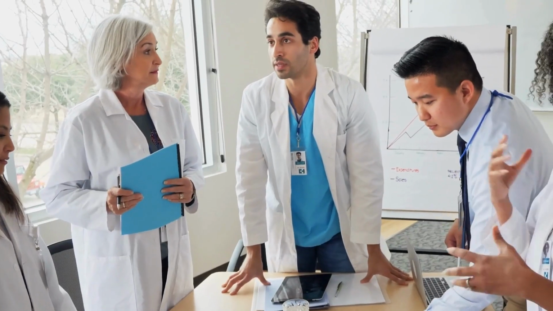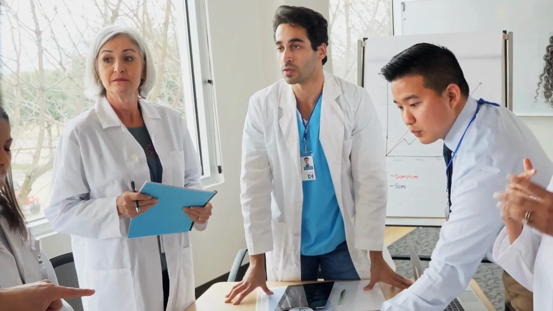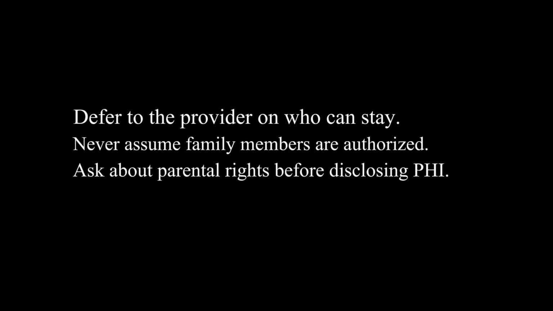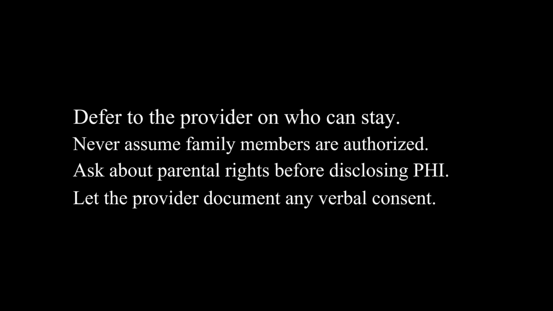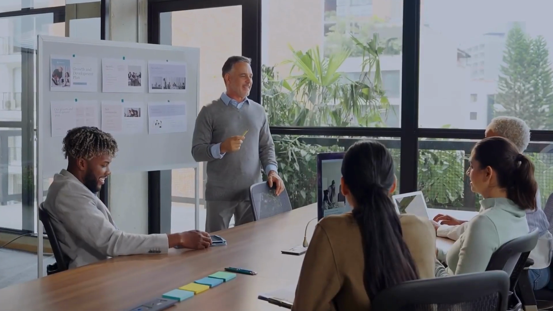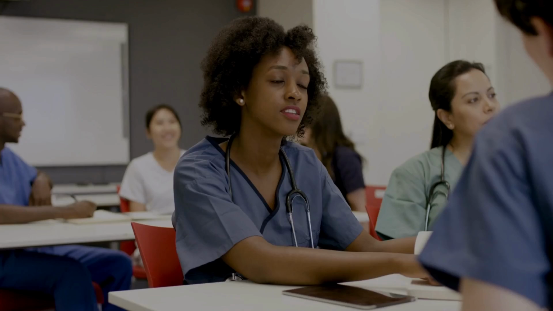Family presence and consent. In some cultures, family is everything, but under HIPAA, patient consent is what matters most. Defer to the provider on who can stay. Never assume family members are authorized. Ask about parental rights before disclosing PHI. Let the provider document any verbal consent. If a teen asks for privacy, pause interpretation. Inform the provider, respect their wishes, and stay neutral.